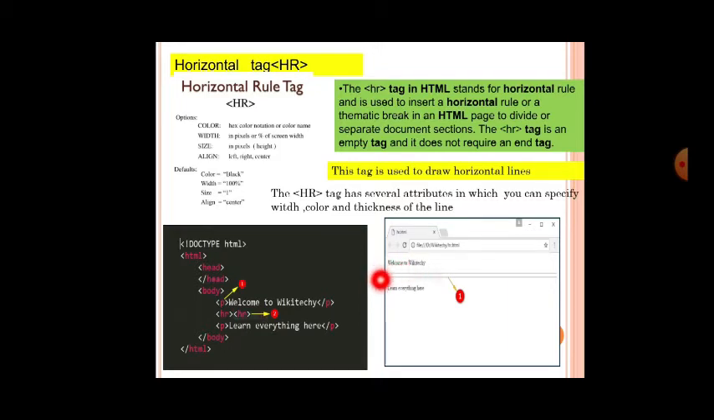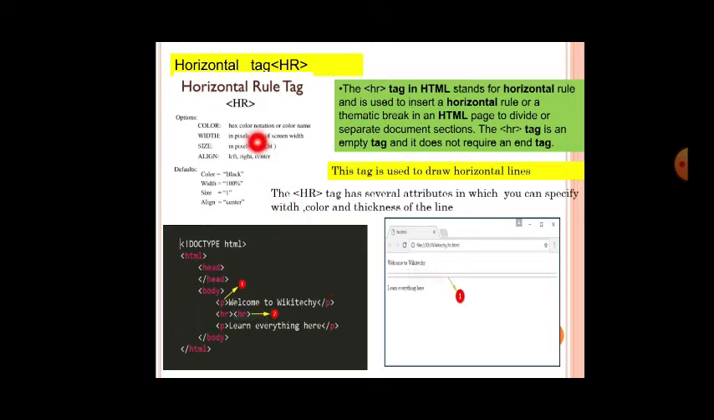After that, two lines have been given. See here, HR. There is no end tag for this. It's not a container tag, it's an empty tag. Hope we have learnt in the last class what is a container tag and what is an empty tag. If it does not have any end tag, it is called an empty tag. If it has a starting and an ending tag, then it is called a container tag.